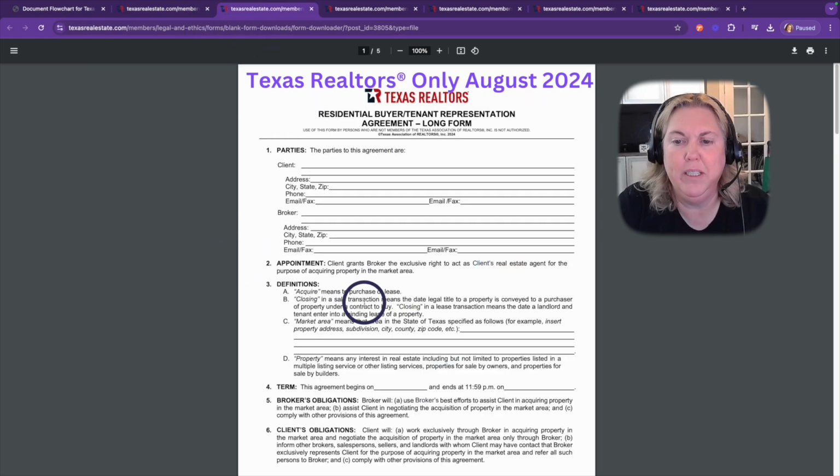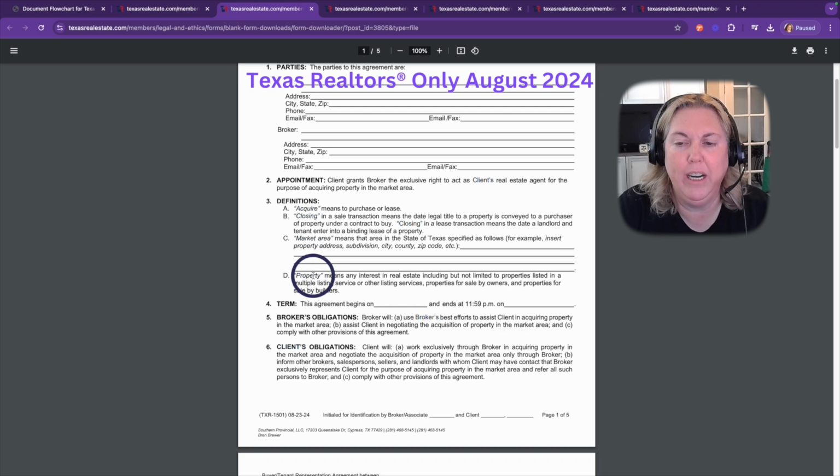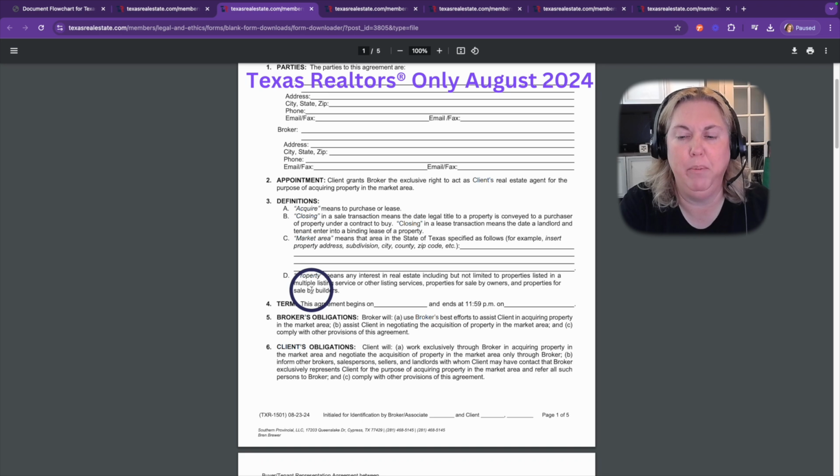The long form is extremely straightforward. Remember that the parties, put the client and the broker, the definitions. This is going to be where you input your market area. This cannot be ambiguous. It has to be specific areas. And I'm talking, you have to put the county, like Harris County, Fort Bend County, Montgomery County, Waller County, Chambers County, Liberty County. You have to put each specific county that you may or may not work in. You can't put Harris County and surrounding or Montgomery County and surrounding. That is not going to work. It cannot be open-ended.